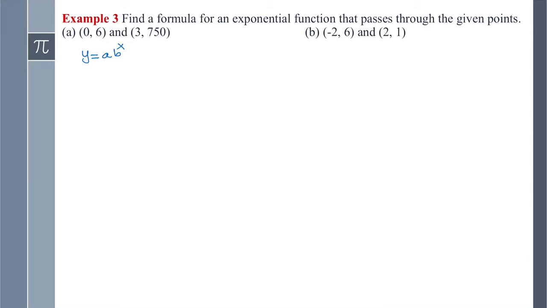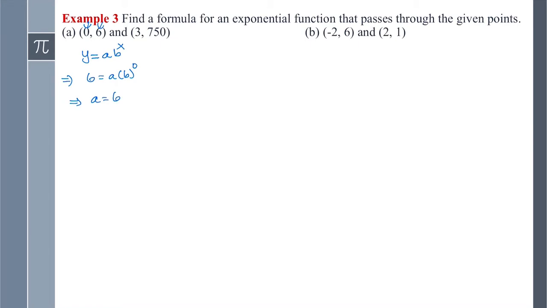Now we'll use the first point. X is 0, y is 6. So we can replace that here. 6 equals a times b to the 0 because x is 0. Now b to the 0 is 1. So this gives us a equals 6.